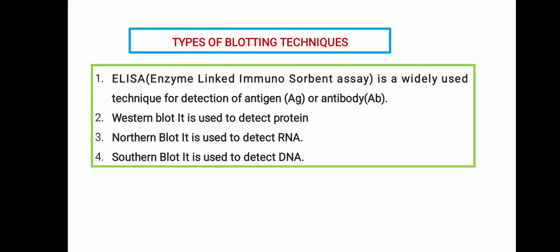Second test, Western blot. It is used to detect protein. Third technique, Northern blot. It is used to detect RNA. And fourth technique, Southern blot. It is used to detect DNA. So these are the four techniques of blotting. First, let us learn about ELISA.